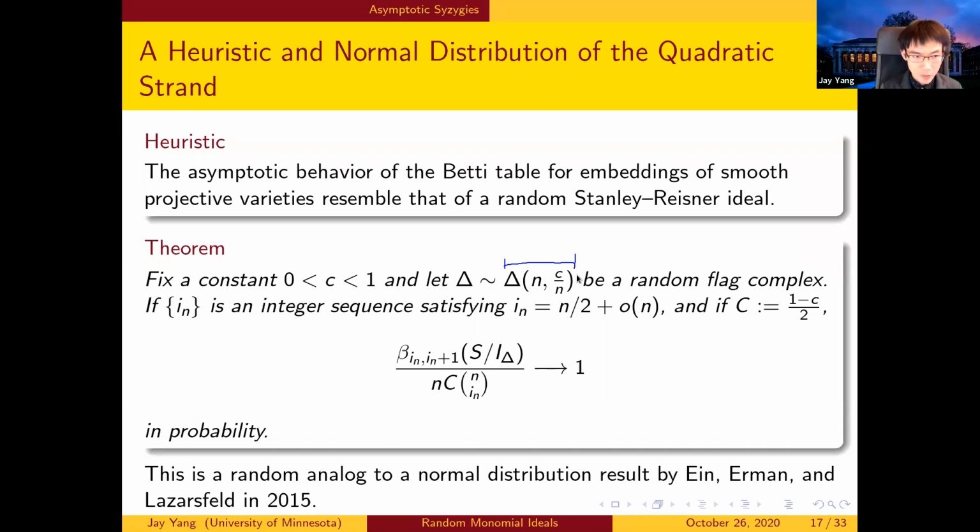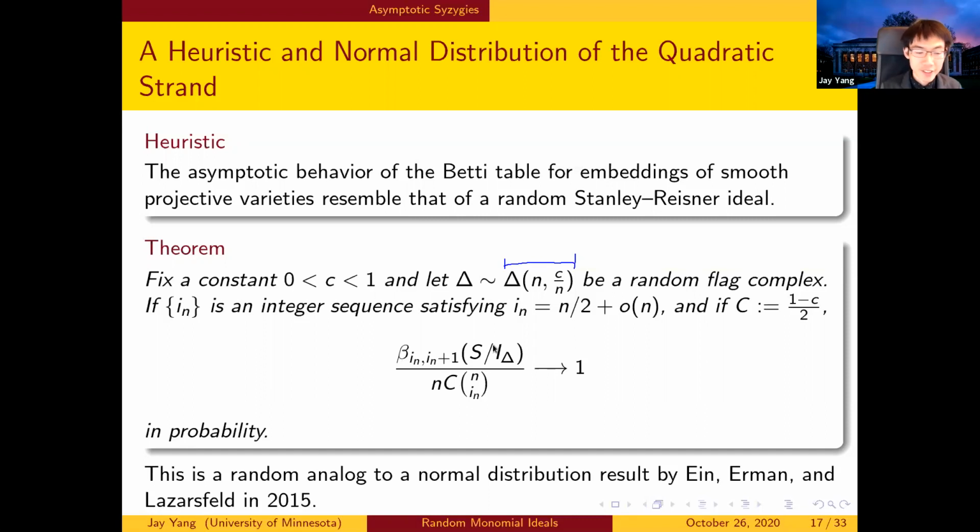we actually get something that we can call the normal distribution of the quadratic strand. So if we look at the Betti numbers on the quadratic strand of our Betti table, and we normalize them, we have to normalize them because they're enormous, then they look like a binomial coefficient. In other words, when we divide by the binomial coefficient plus some constants, we actually get that it limits to 1. Again, in probability, there's some care required about how you set this statement up. But it's saying that that quadratic strand of our Betti table actually looks like a normal distribution.